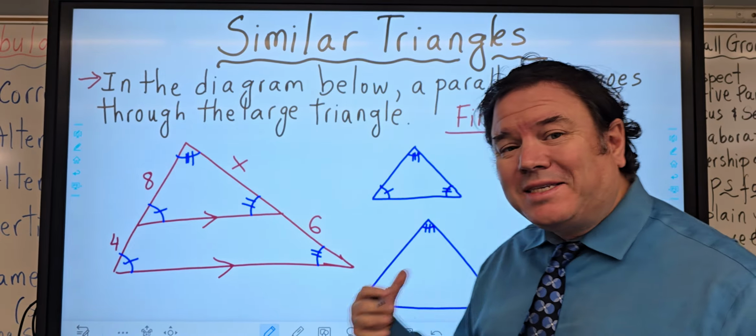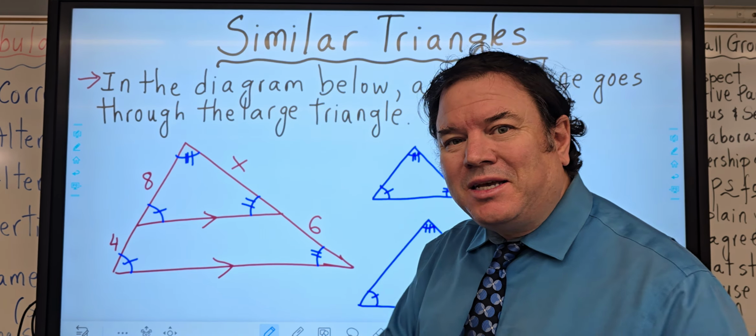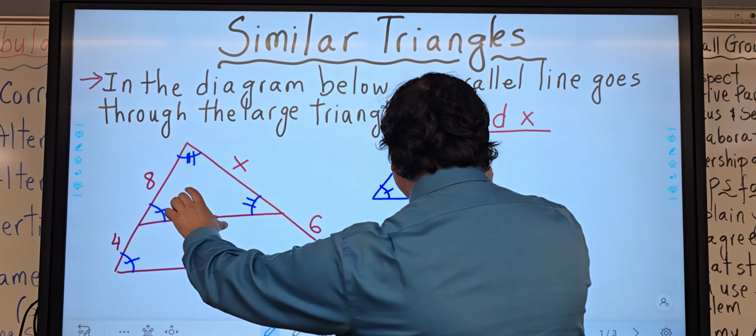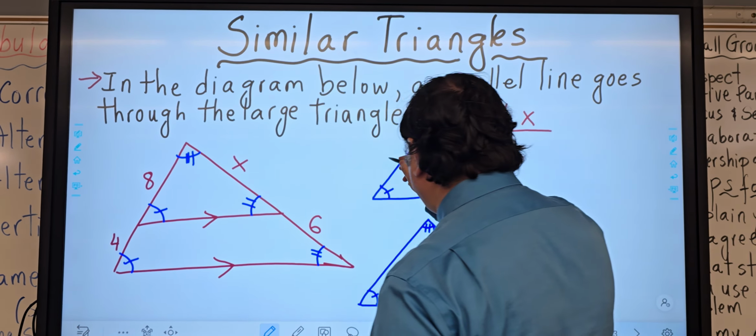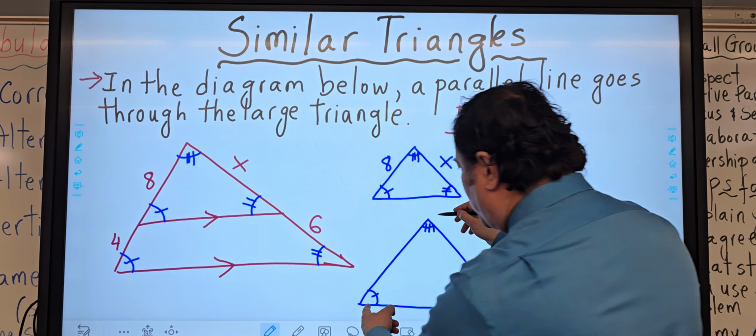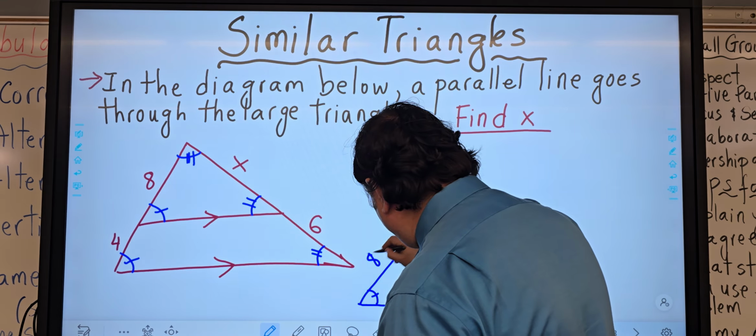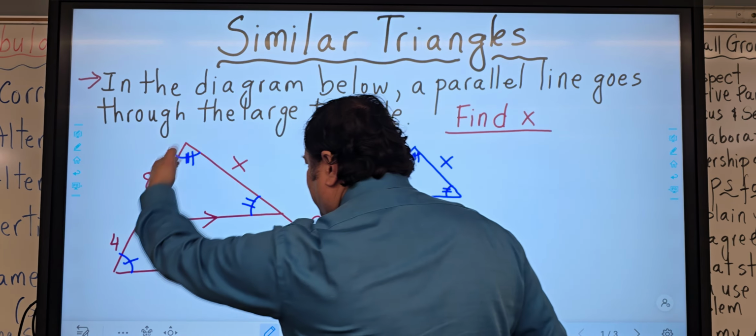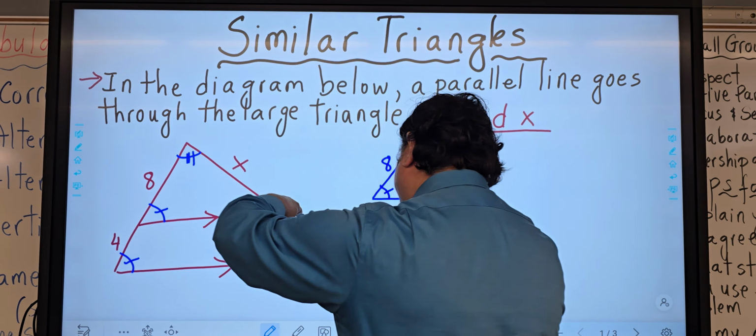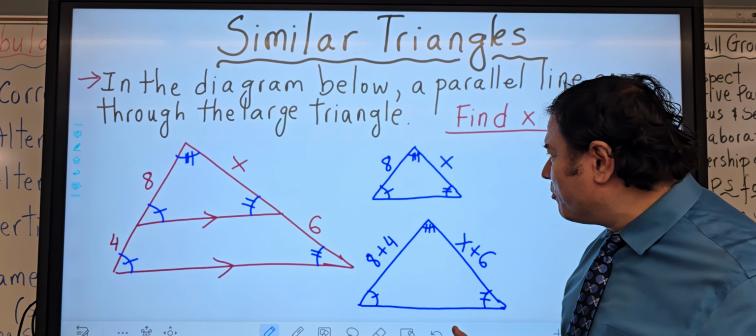Knowing that, we can set up proportions. Corresponding sides of similar triangles are proportional. Remember that. So let's start with x. x is right here, and then we have 8. This side here is composed of 8 plus 4. The entire side is 8 plus 4. And this side here is composed of x plus 6. Now we can set up the proportions.